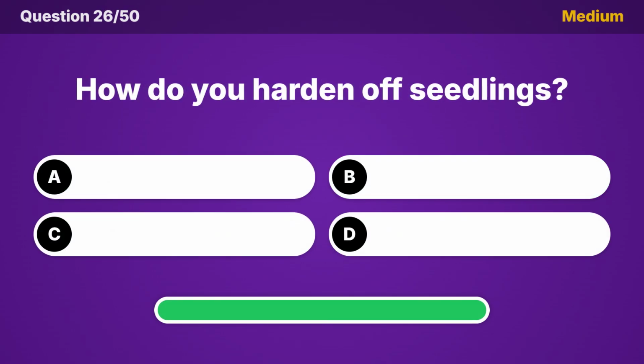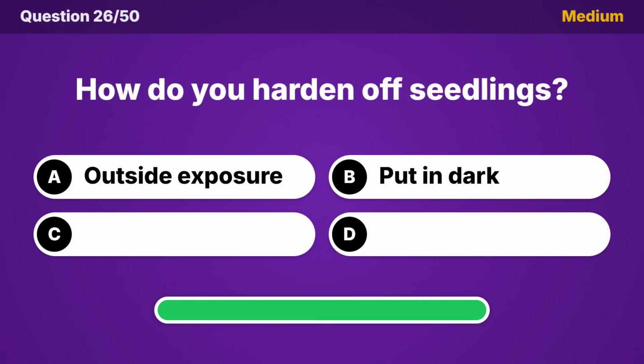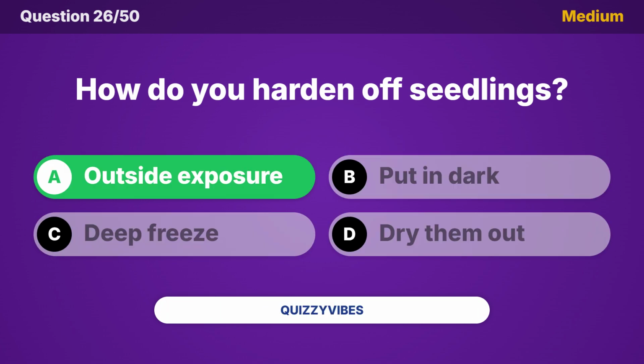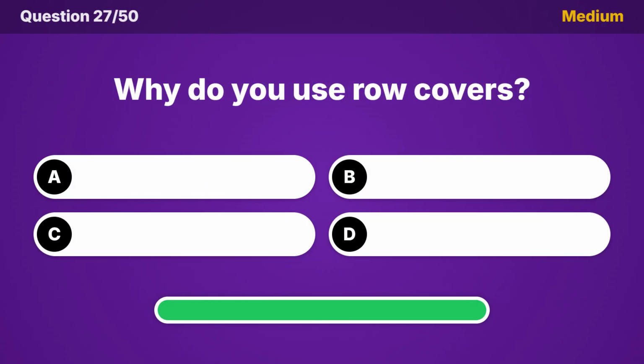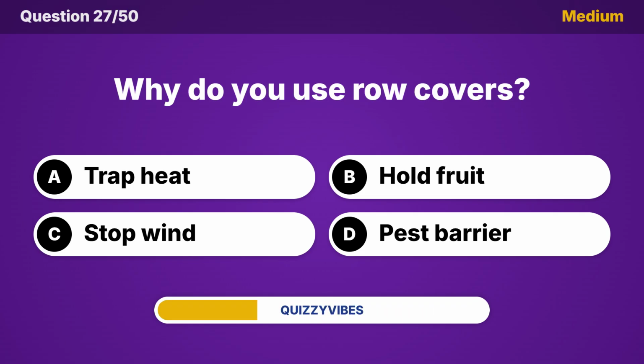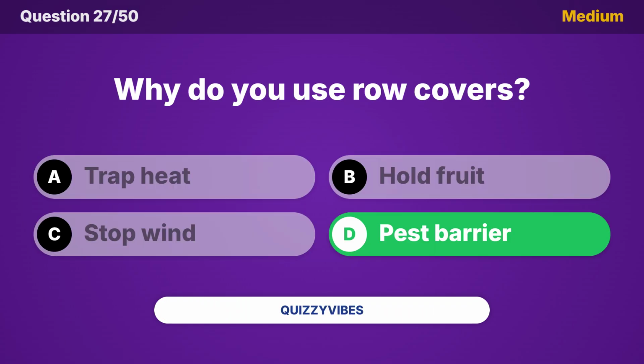How do you harden off seedlings? Answer. Outside exposure. Why do you use row covers? Did you guess it? The answer is pest barrier.